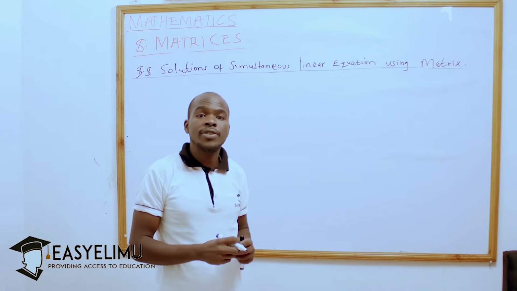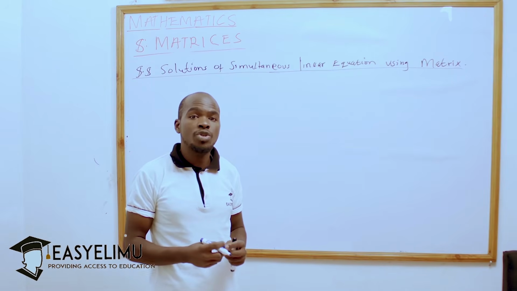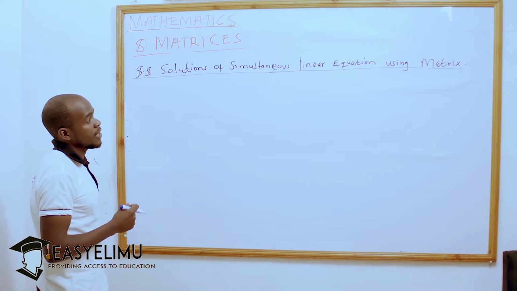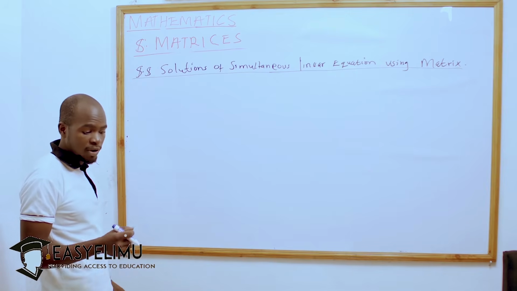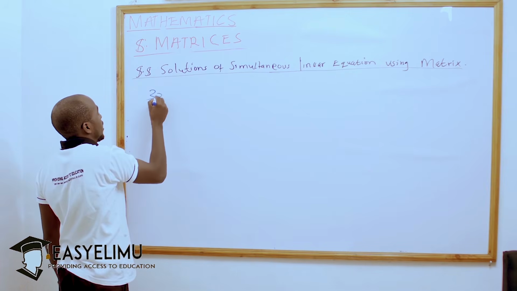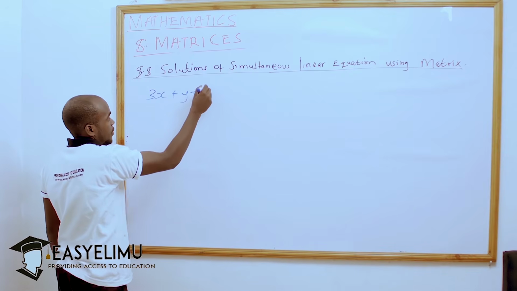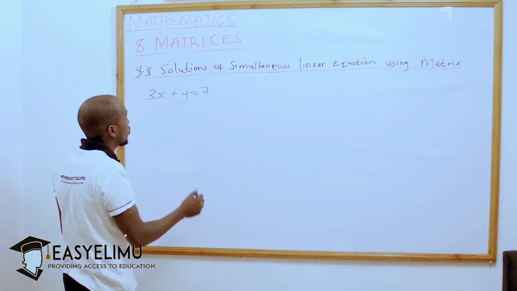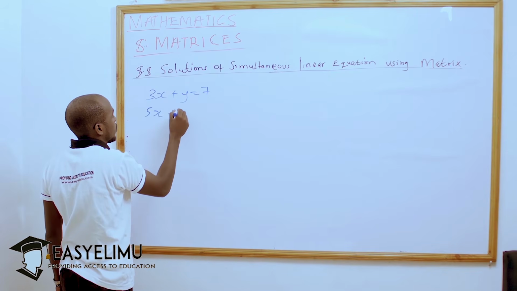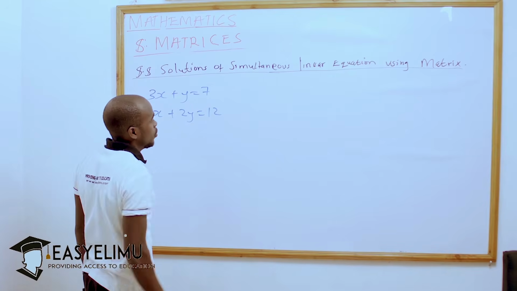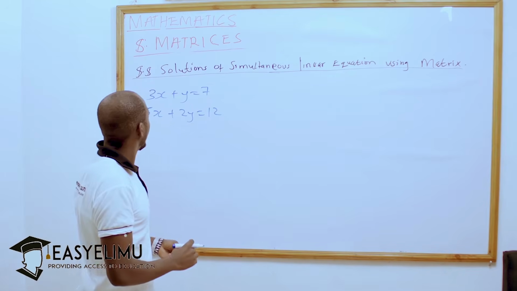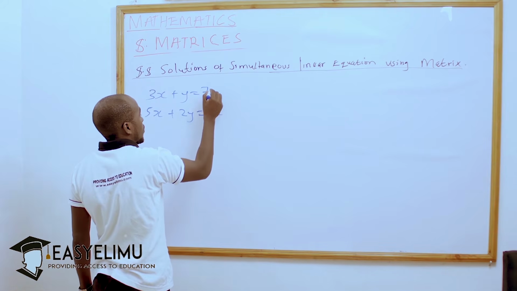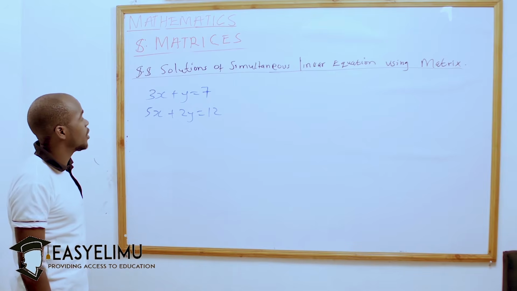Let's now see how we can solve simultaneous equations using matrices. We are going to see simultaneous linear equations using matrices, and we shall consider an example of 3x plus y equals 7, and another one, 5x plus 2y equals 12. Yeah, 7, not negative 7. We are going to consider these two equations.